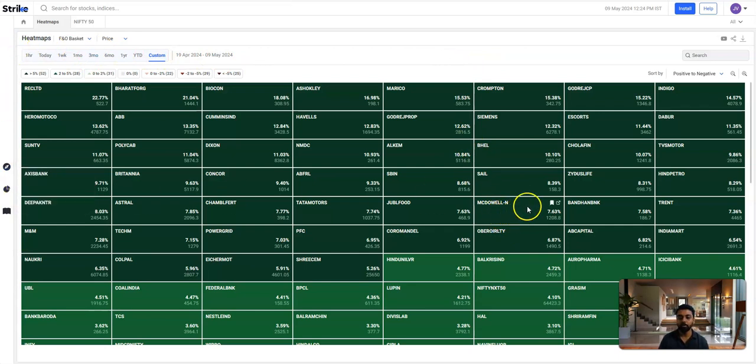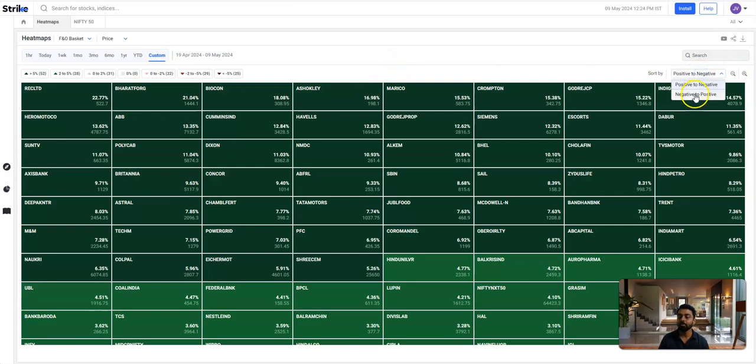Now, once you get the result, this doesn't mean that you go and blindly buy it. But these are the stocks that you can keep in focus. And whenever there is a correction or you see good setups building in these stocks, that would be an opportunity for you to enter the stock.